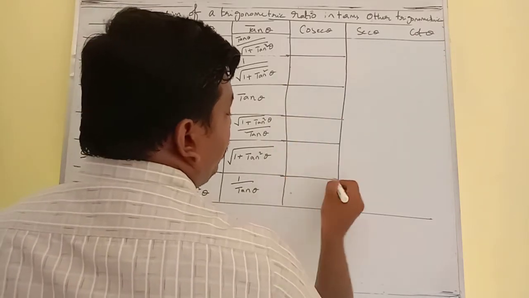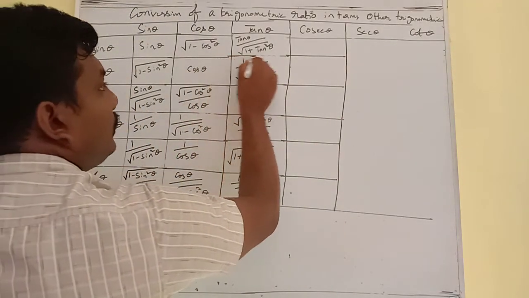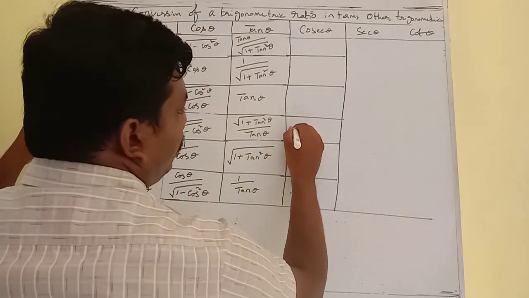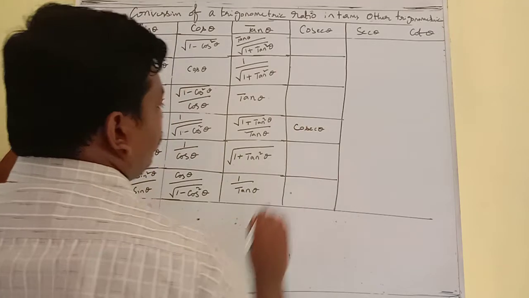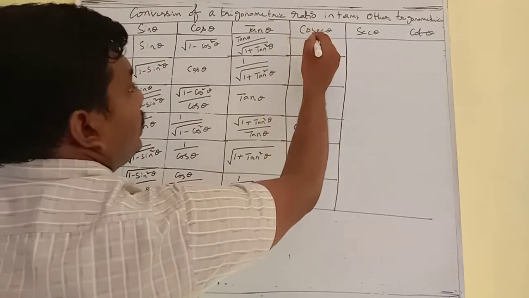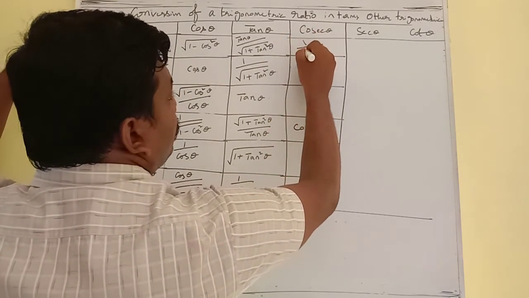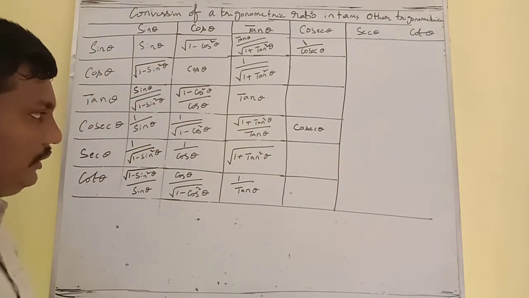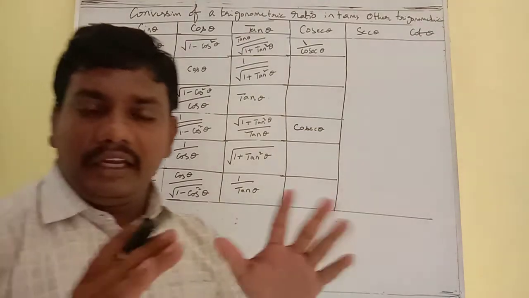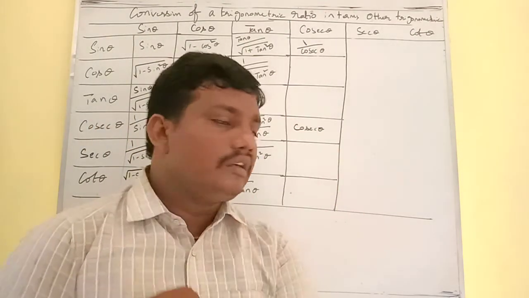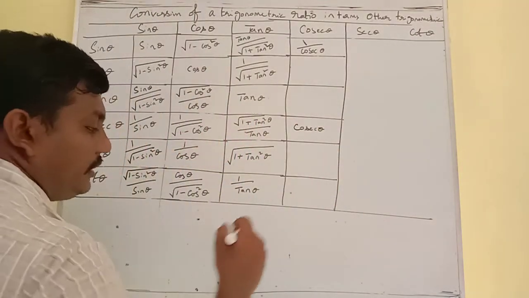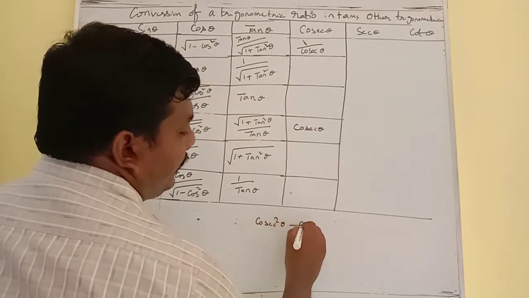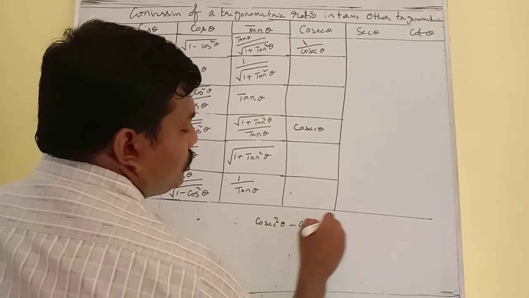All the trigonometric ratios in terms of cosecant theta we have to learn now. So this is cosecant theta. What is its reciprocal? Sin theta. That is 1 by cosec theta. Now we have a relation between cosecant theta and cot theta. We know that cosecant square theta minus cot square theta is equal to 1.